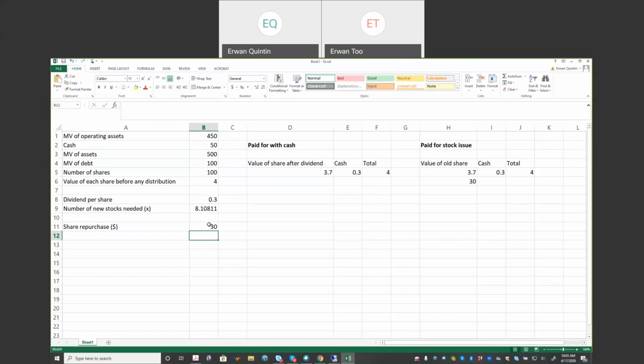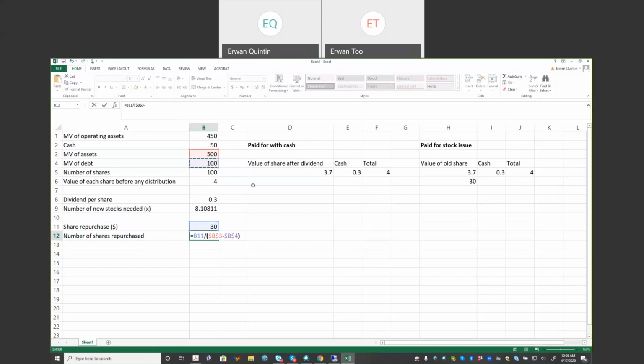Okay, so the question is, how many shares do I get to buy and put in my treasury if I spend $30? Well, it is what I'm spending divided by the total size of equity, which is the market value of my asset, F4, minus debt, F4.